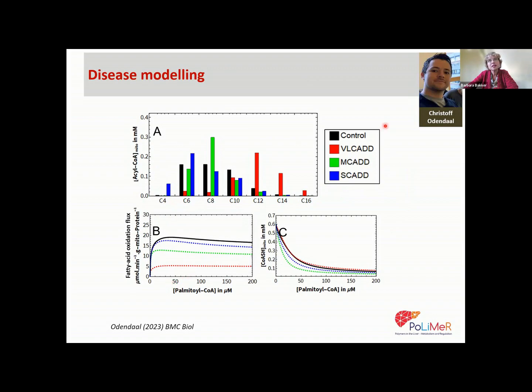And what's interesting is that VLCAD is known as a disease that's very severe, because you have already a deficiency in the beginning of the pathway. And this has the strongest effect on the flux. So here the fatty acid oxidation flux is lowest. But the MCAD, the medium chain, the one that we were just discussing, has the strongest effect on the availability of free coenzyme A. So this is worst when it comes to sequestration. And I think it's logical because when you can enter the pathway and go through a number of reactions, then you have a lot of opportunity to sequester the coenzyme A.